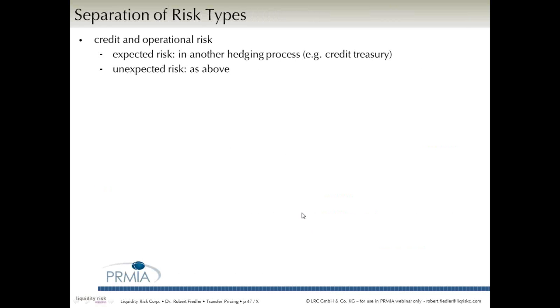So what do we have? We have credit and operational risk. There is an expected risk in credit and unexpected risk, and it depends on the hedging process. So have you included it in the FTP process, to say, do you have a credit treasury?